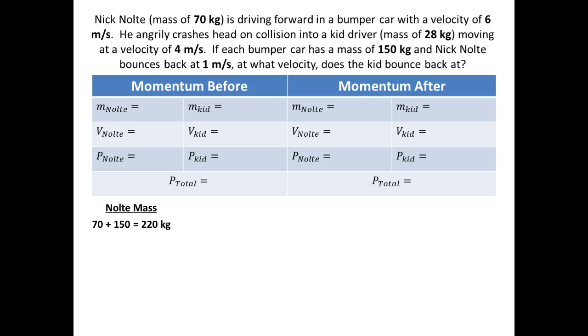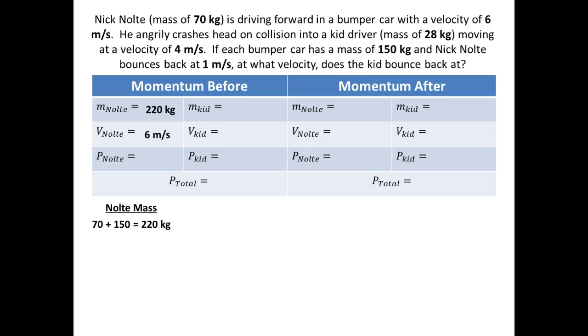Because there's a potential for a lot of little calculations in a problem like this, it helps to label what you're calculating each time. In this case, I know I'm finding Nick Nolte's mass. I had to add the bumper car to his personal mass. Once I've found his total mass, I'm going to plug that into the mass section of his column, his mass, velocity, and momentum. The velocity was a given piece of information. He's moving at a velocity of 6 meters per second forward, so that's positive 6 meters per second.